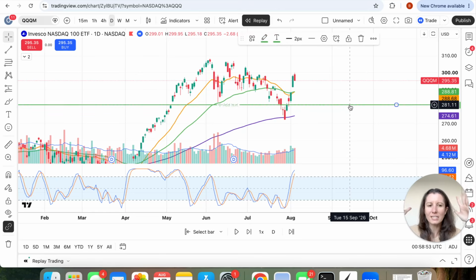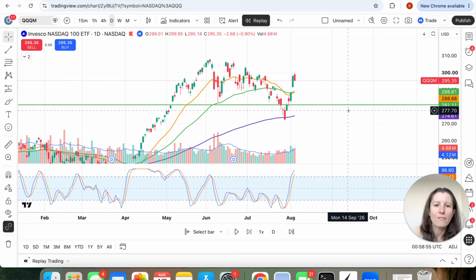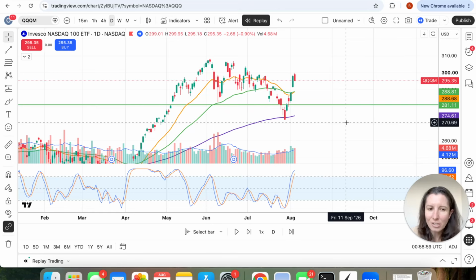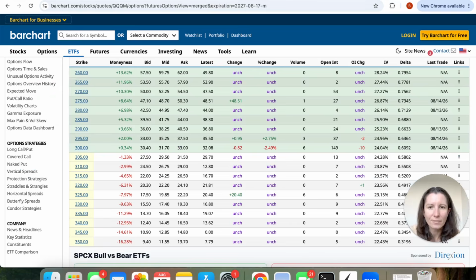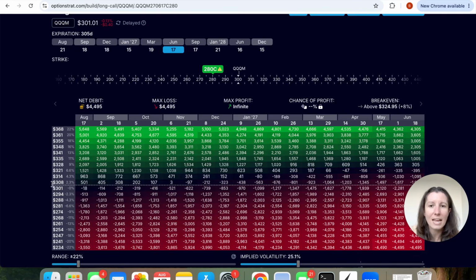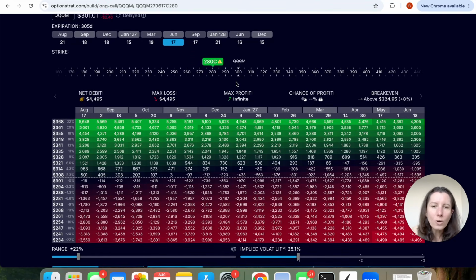So I hope this is helping you to think through what the contracts actually mean to you as far as how much you might lose, how much you might win, because this is the important part, right? So play around in OptionStrat. Look at the different scenarios. Then you might choose to look at the different dates, right?